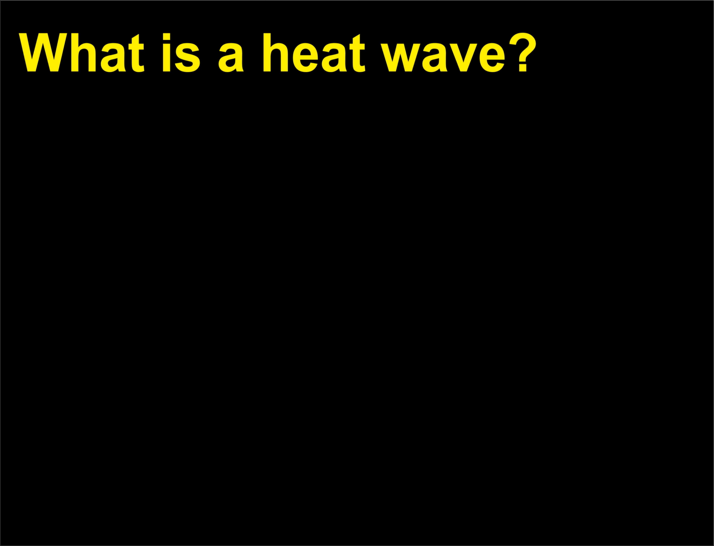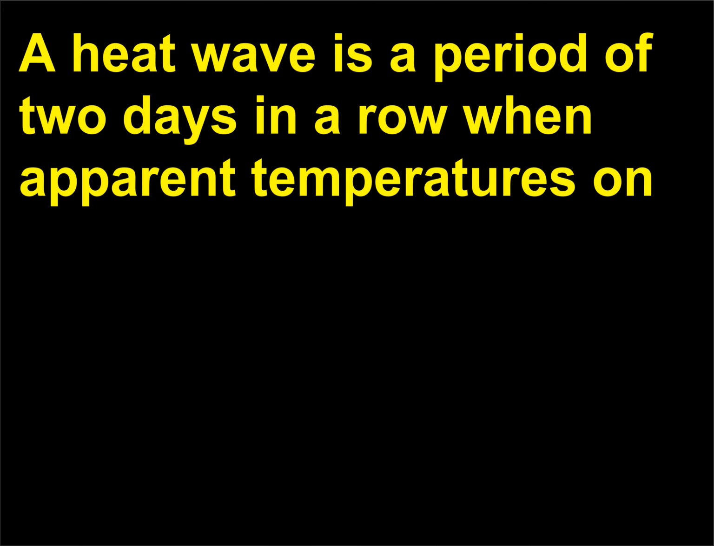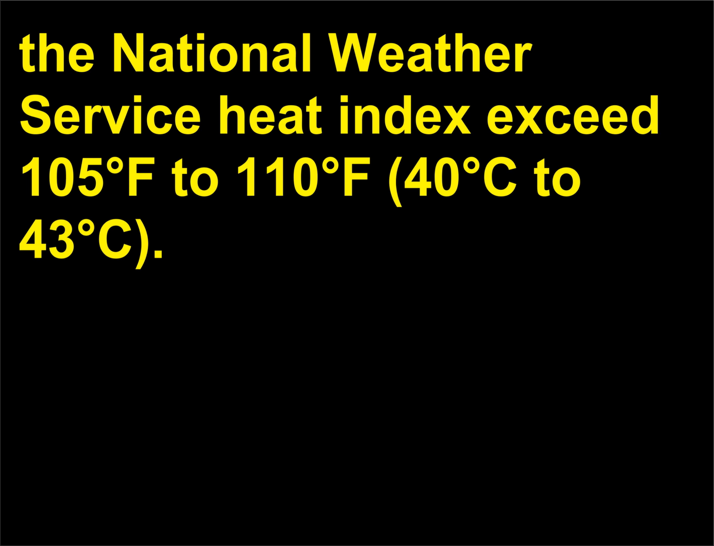What is a heat wave? A heat wave is a period of 2 days in a row when apparent temperatures on the National Weather Service heat index exceed 105 degrees Fahrenheit to 110 degrees Fahrenheit, 40 degrees Celsius to 43 degrees Celsius.